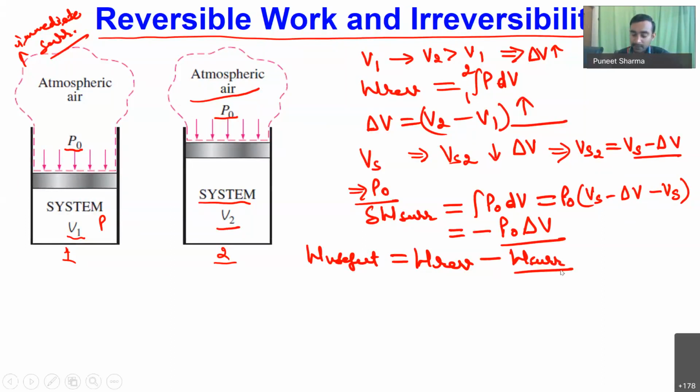So you can see that reversibly our system has done work equal to integral PdV from point 1 to 2. However, our surroundings were having pressure P naught and the volume has changed by delta V for the surroundings. So while the system boundary has expanded, it has done a certain amount of work on the surroundings. So P naught into delta V amount of work is actually consumed by the surroundings.